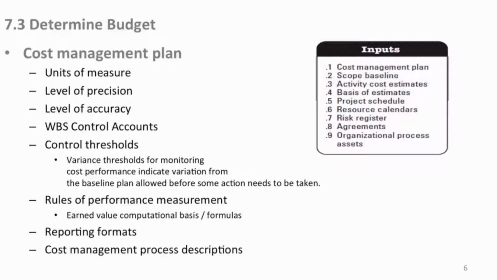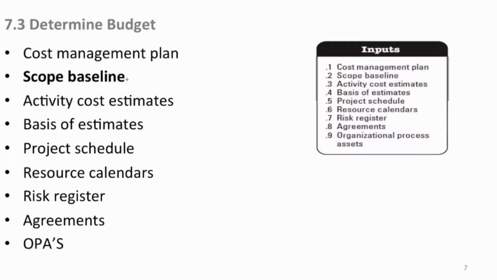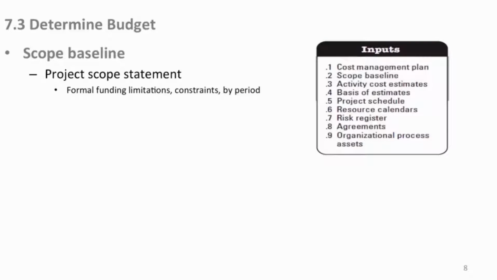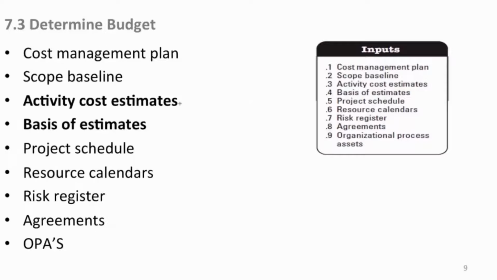Cost management process descriptions: you may actually have some process flow charts that you could follow to help you do some of these things too. It depends on what you have, but if you do, it goes in the management plan. Scope baseline. What do you get from this? Here is where formal funding limitations and constraints by periods could be in your scope statement. And we'll see that coming up.